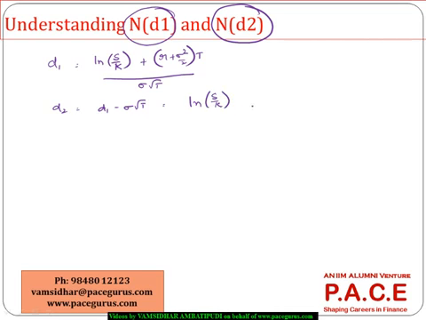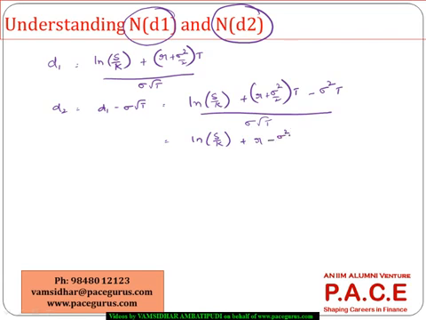Or probably it is like this: d1 minus sigma root T comes out as log of S by K plus r plus sigma squared by 2 into T, minus, when I say sigma root T, it comes out as sigma squared T divided by sigma root T. So that's where it comes out as log of S by K plus r minus sigma squared by 2 into T, divided by sigma root T.